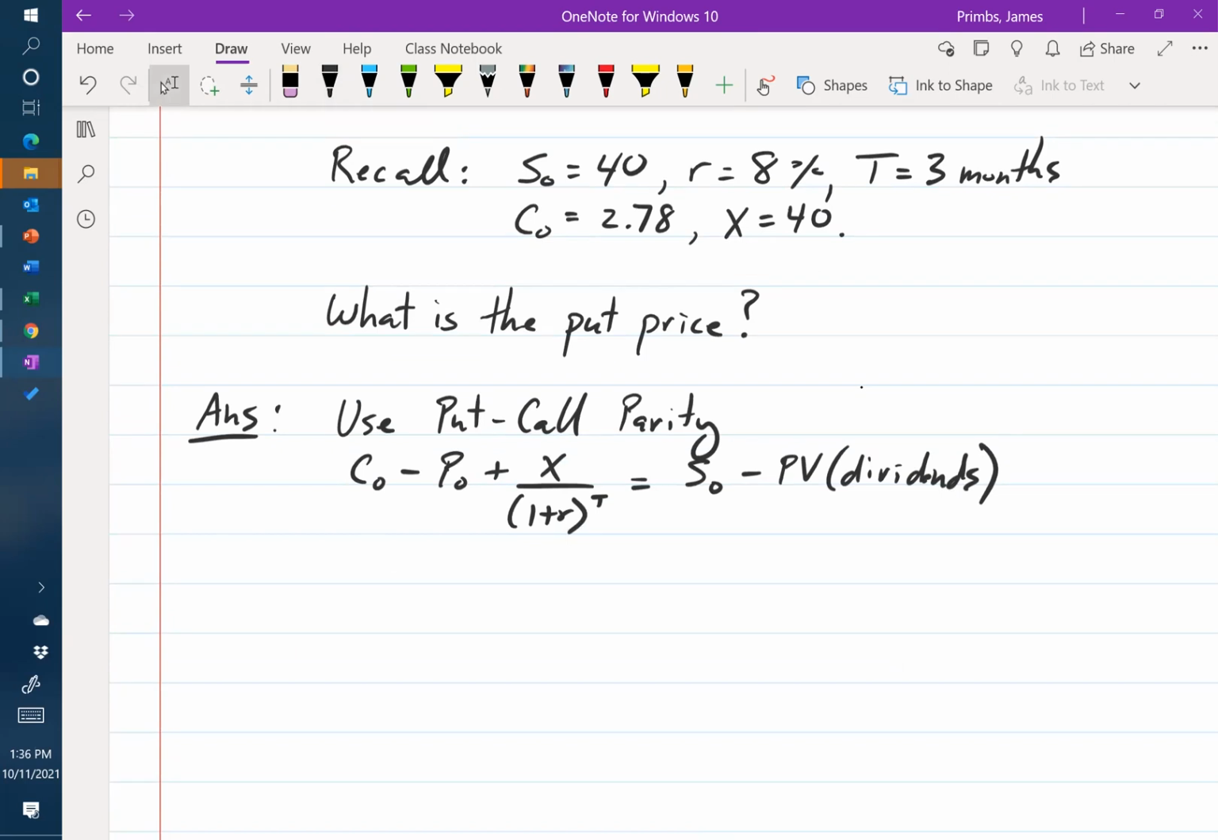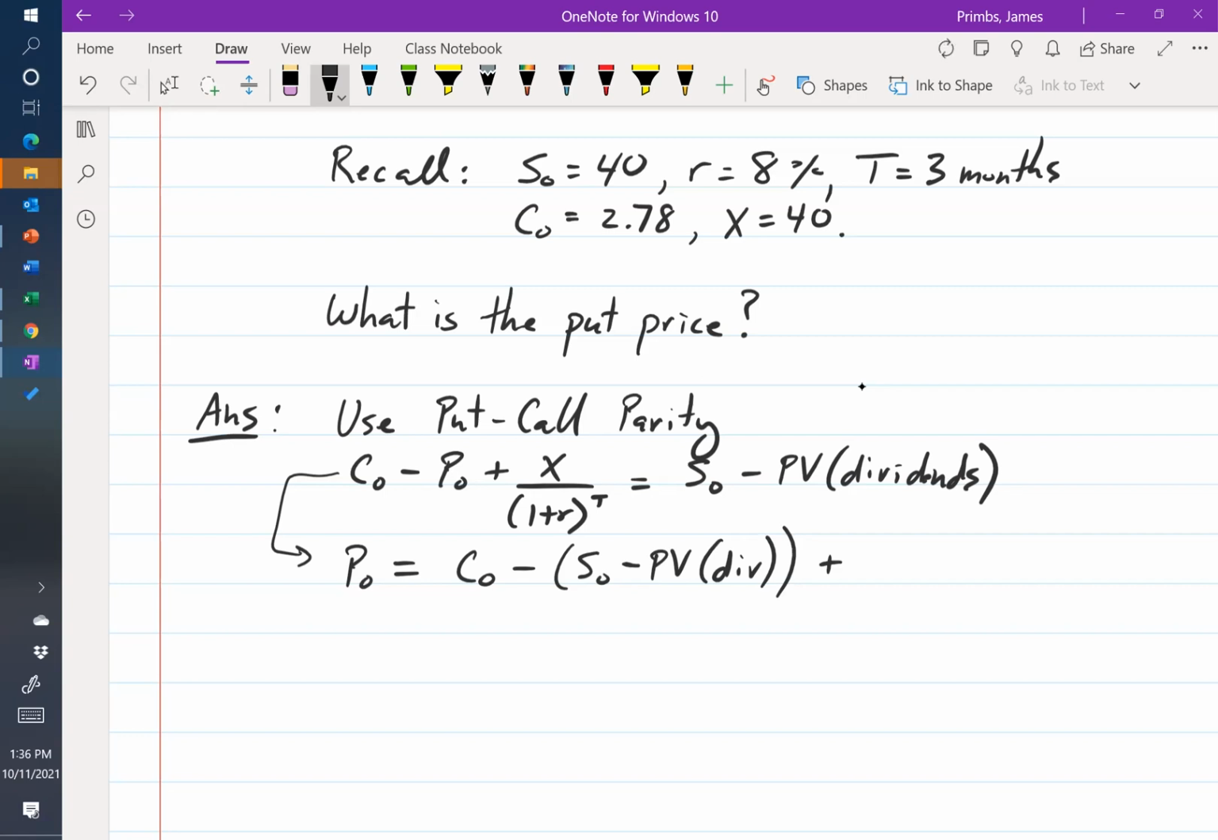So I'm gonna solve this. I'm gonna rearrange this. I like to rearrange the equation first and then substitute everything in. So I'm gonna get C0 minus S0 minus the present value of the dividends. I don't want to write the full word dividends, so I'm going to write div, plus X over 1 plus R with a capital T. So there we go. Now I need to plug in numbers.